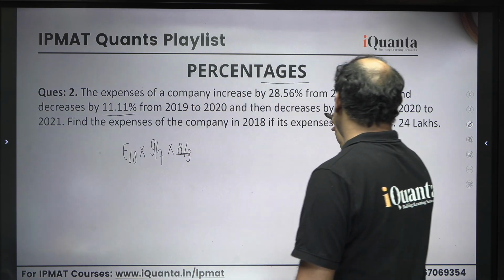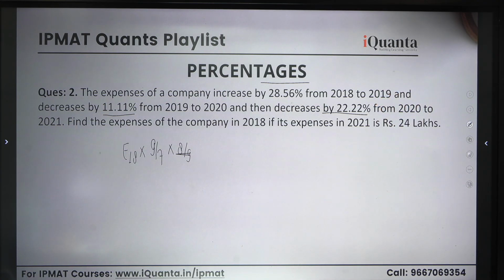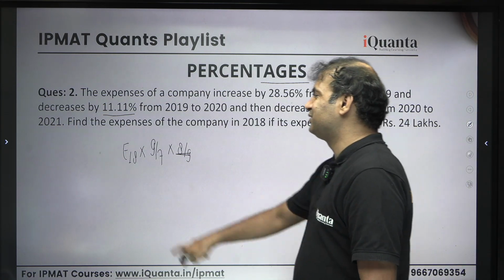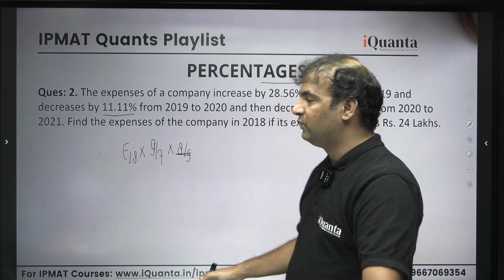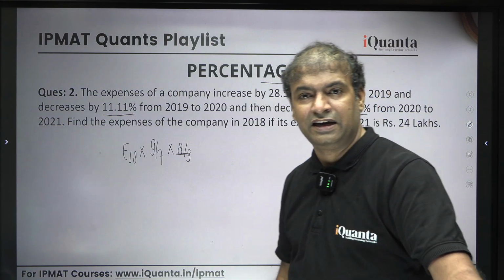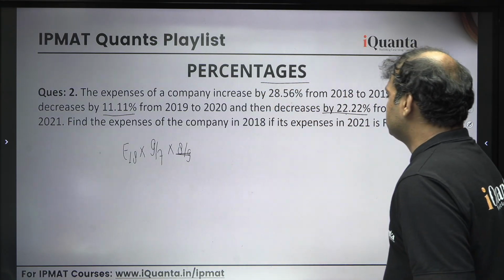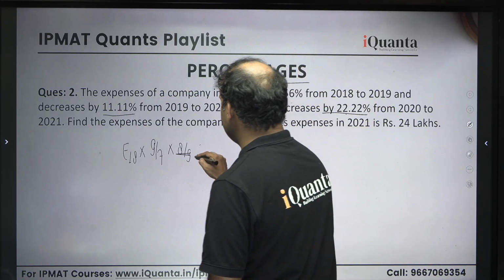Now, 2020 to 2021, decreasing again by 22.22%. So, guys, 22.22 is also the double of 11.11, a multiple of 11.11. So, we can say this is 2 into 11.11%, or you can say 2 by 9. Decreasing by 2 by 9, so multiplication factor is 1 minus 2 by 9. That means 7 by 9, right?